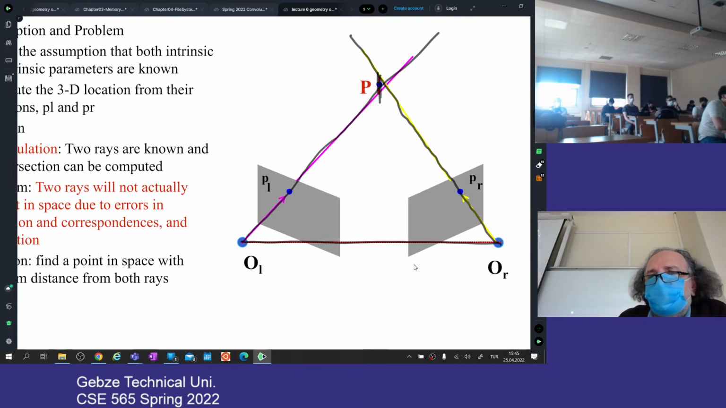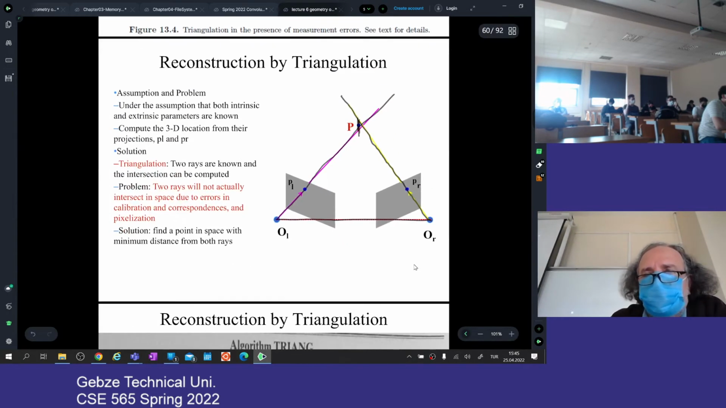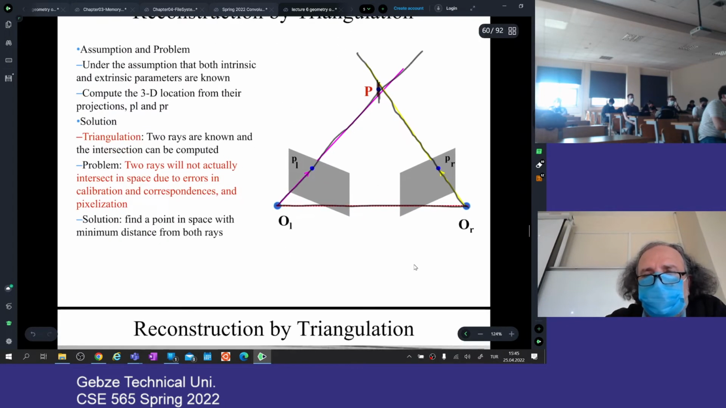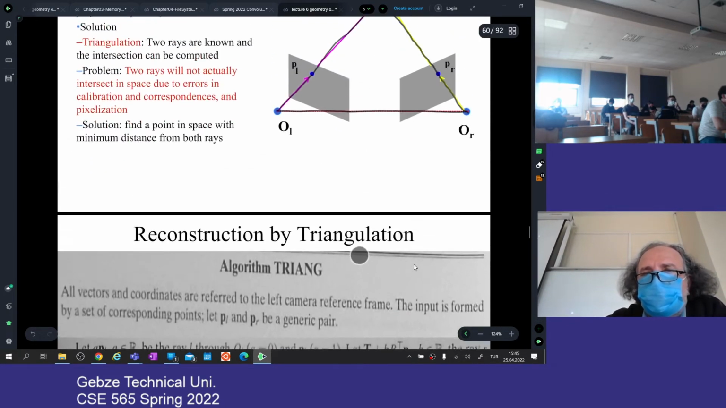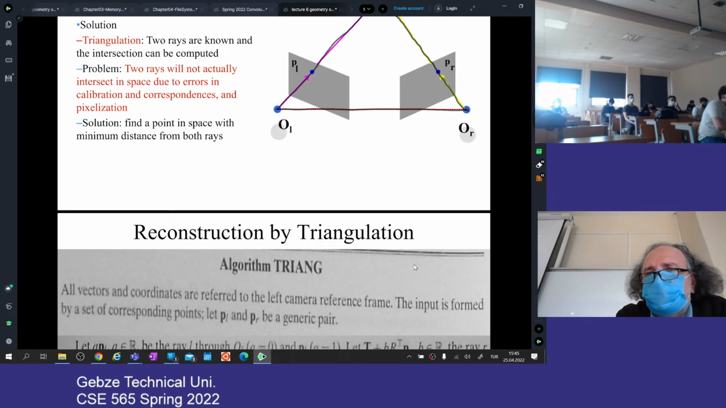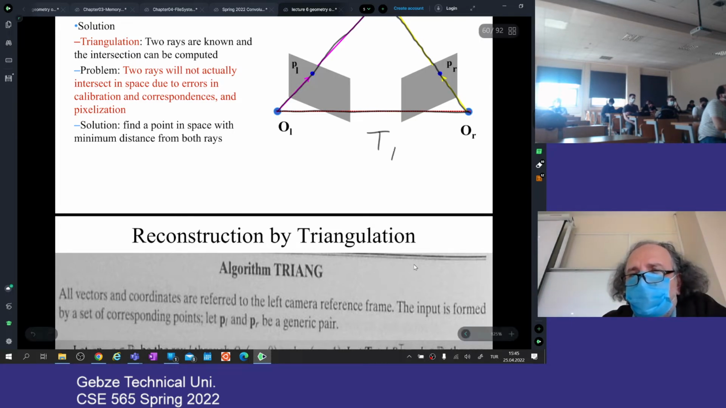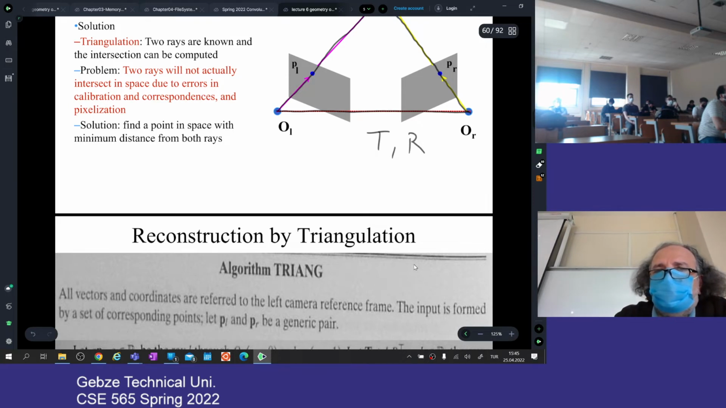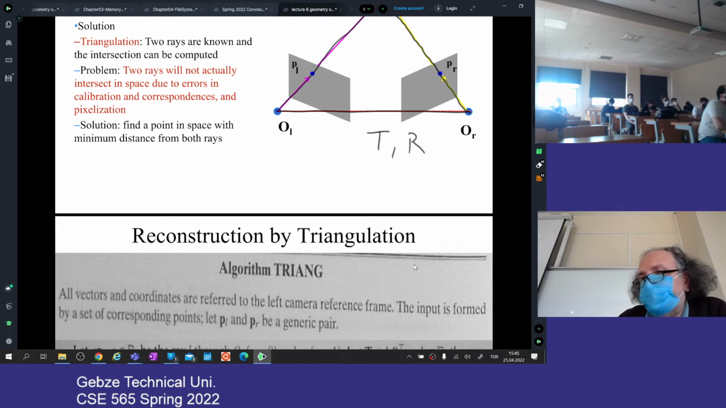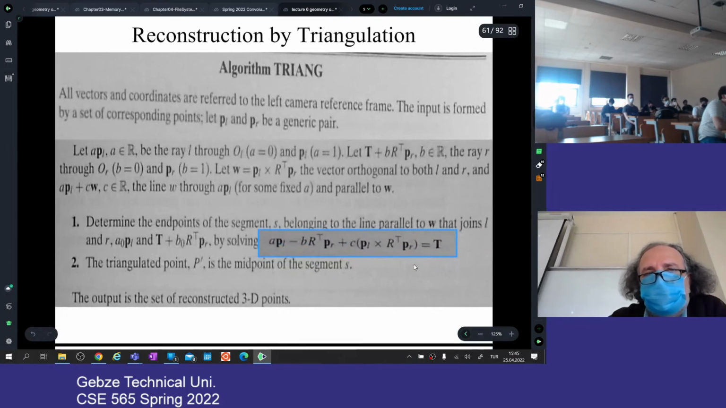Okay, so how am I gonna do that? It will not be that difficult. Let's try to write it together. So I know this one, OL or R. This is our baseline, right? T. That's kind of given. Also, I know the R between L and R. PL and PR, I already found them. I know that they correspond to each other. So I am going to run this algorithm.